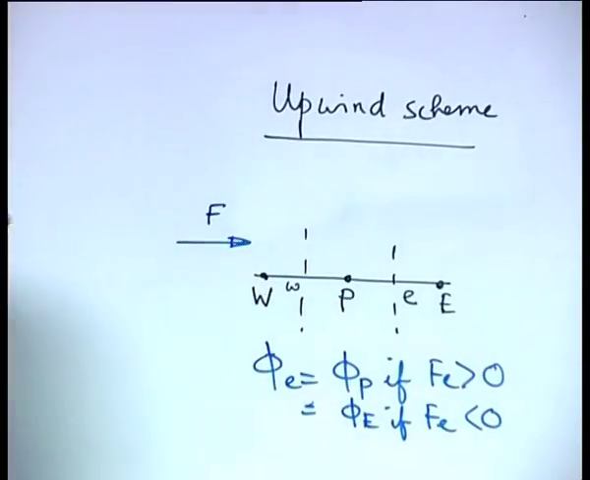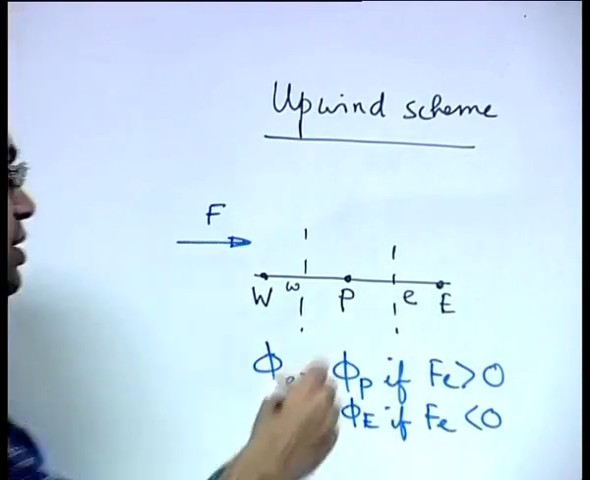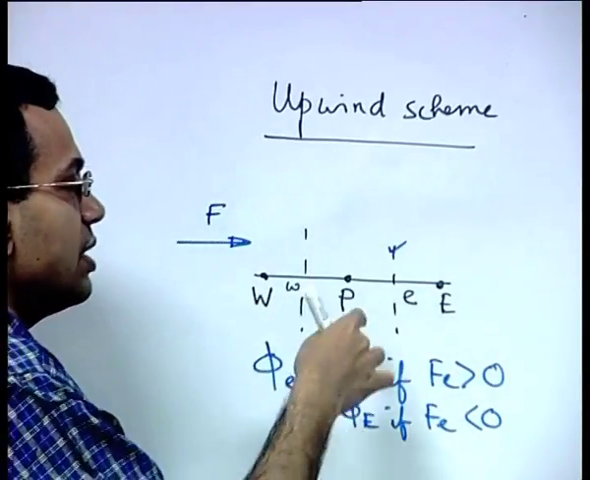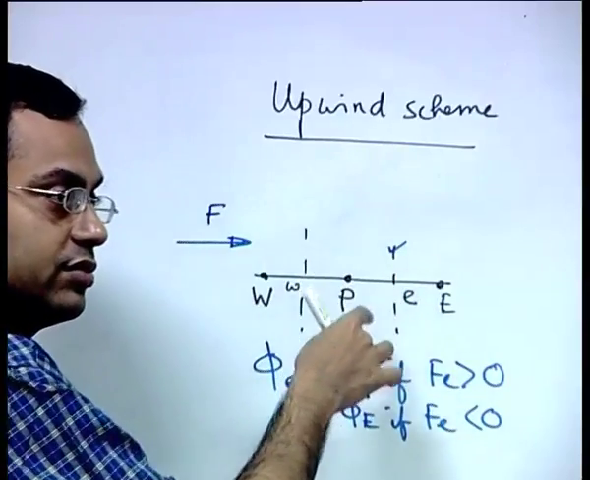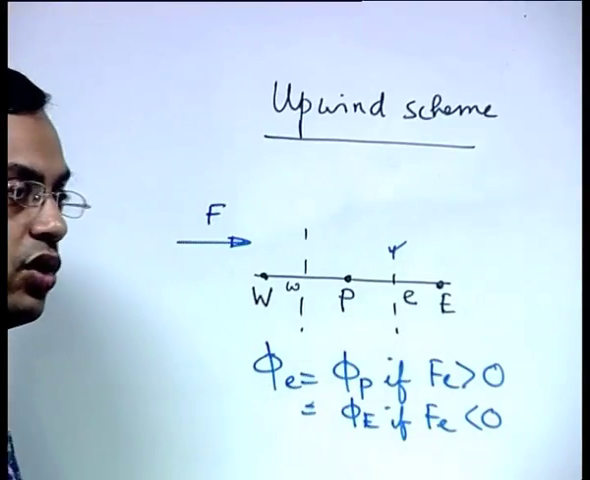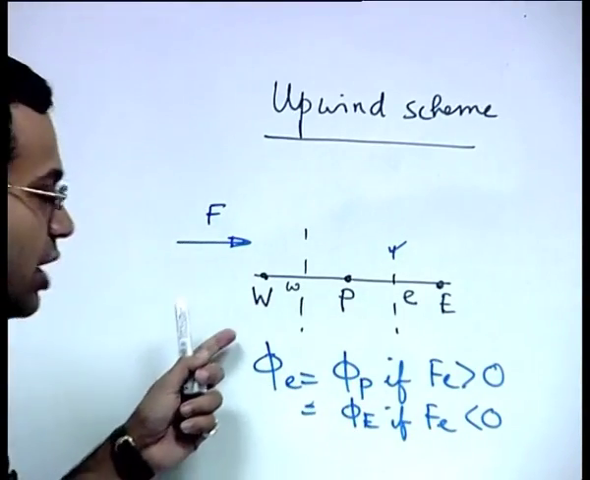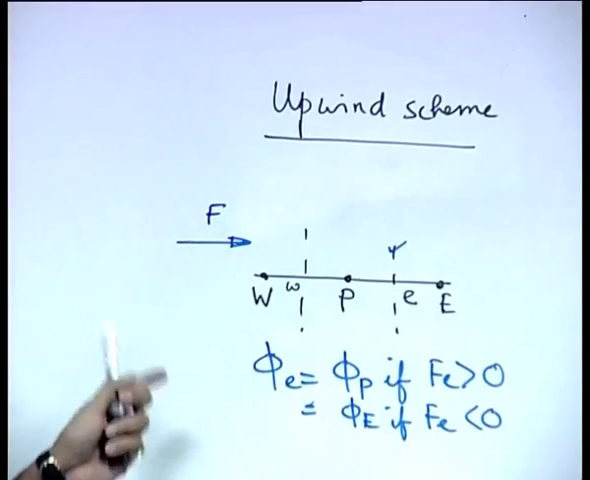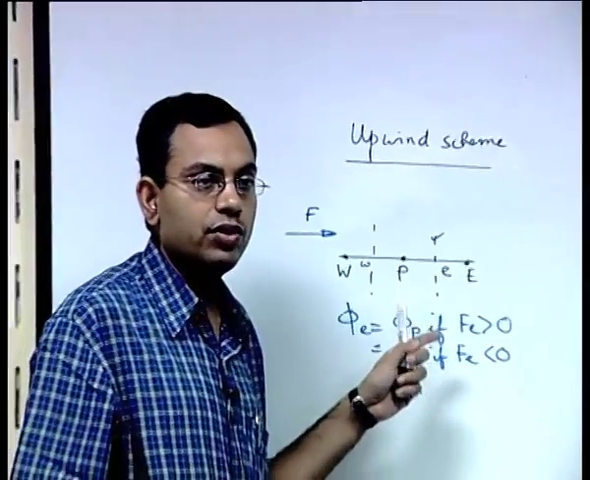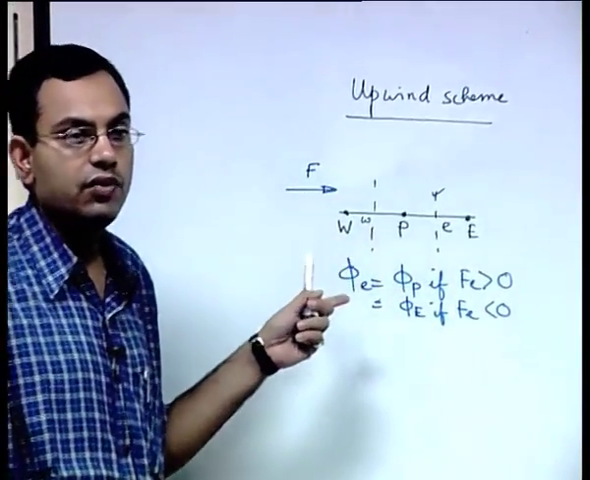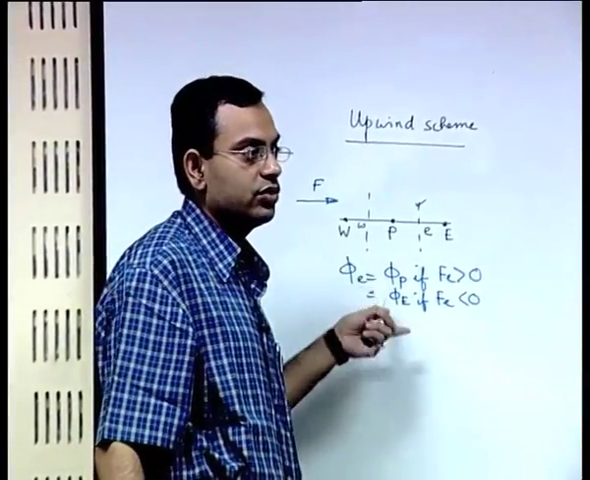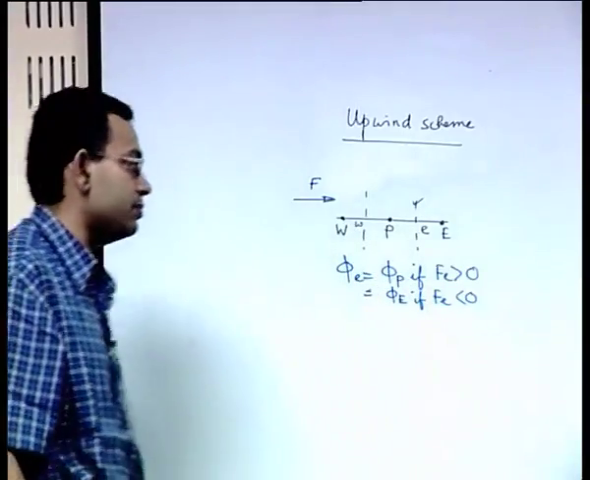So, the value of the variable at the control volume face is assigned to be the same as the value at the upstream grid point; that is the profile assumption for the advection term. Of course, you cannot use this profile assumption for the diffusion term, because this is just like a piecewise constant profile. So, it will have the first order derivative as 0, and it will not contribute to the diffusion term.